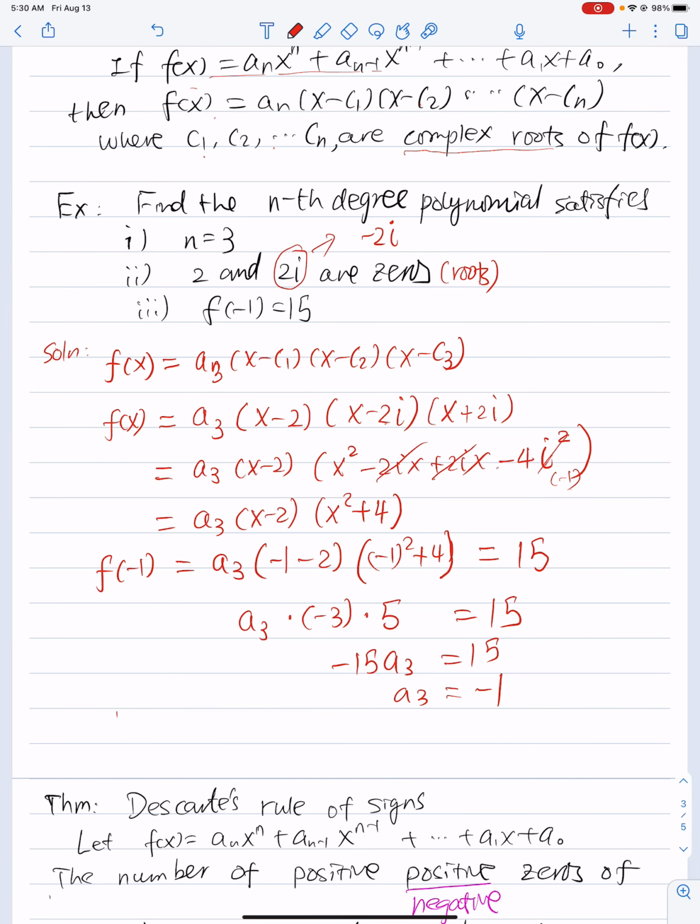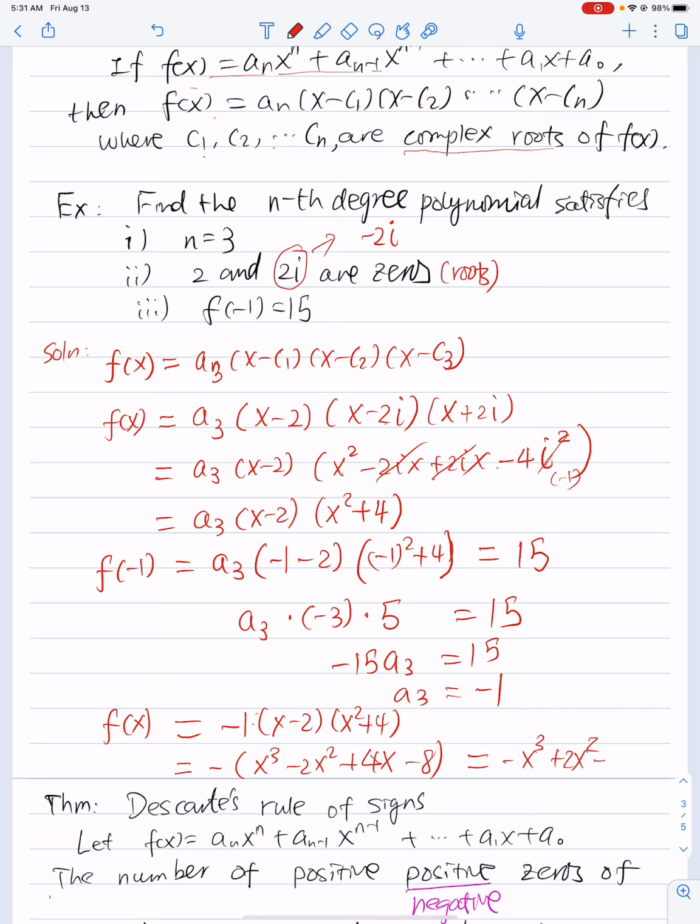So what do we have here? f(x) is negative 1, negative sign, times (x - 2) times (x squared + 4). Then what do we have here? We can FOIL it again. x cubed minus 2x squared plus 4x minus 8. Then you distribute the negative sign. It's negative x cubed plus 2x squared minus 4x plus 8. Okay, so this is your polynomial.